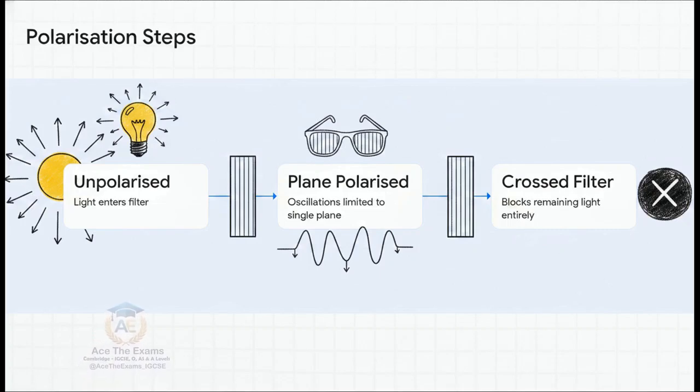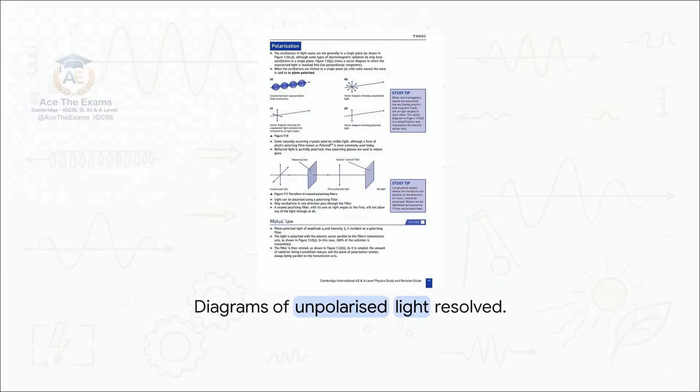Here's the real trick, though. If you take that now polarized light and try to pass it through a second filter that is rotated perpendicularly to the first, we call it a crossed filter, it will block the remaining light entirely. This image brilliantly illustrates that exact phenomenon. You can visually see how unpolarized light hitting that first vertical grid gets sliced, so only the vertical oscillations survive. Then, when that vertical wave hits the horizontal grid of the second crossed filter, absolutely nothing can get through. The transmitted light drops to zero.